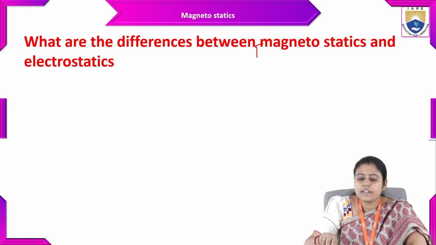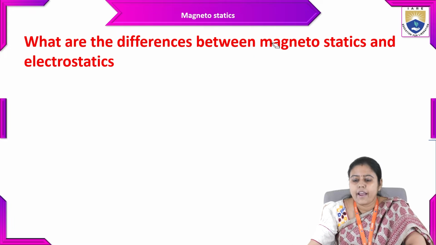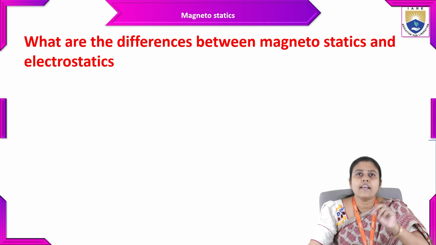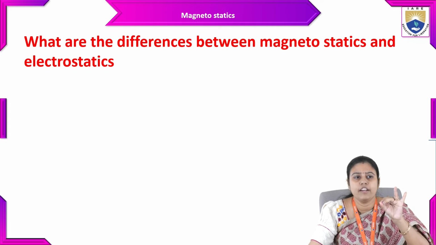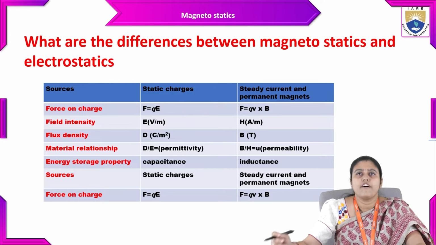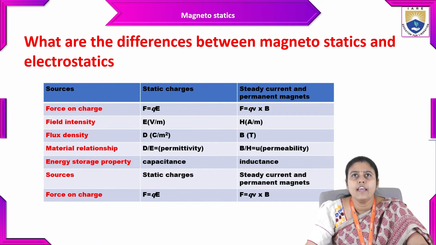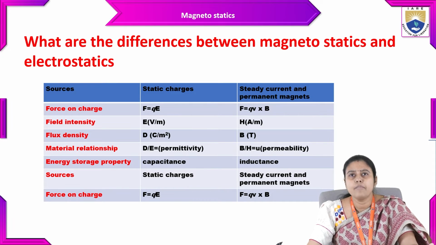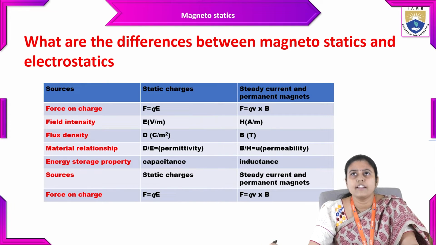Next question: what is the difference between magnetostatics and electrostatics? As there are two dominating fields, the magnetic field and the electric field, they are not the same. So what is the difference? As the name defines, magnetostatics is due to the magnetic field when constant current flows. On the other side, electrostatics is about the electric field.